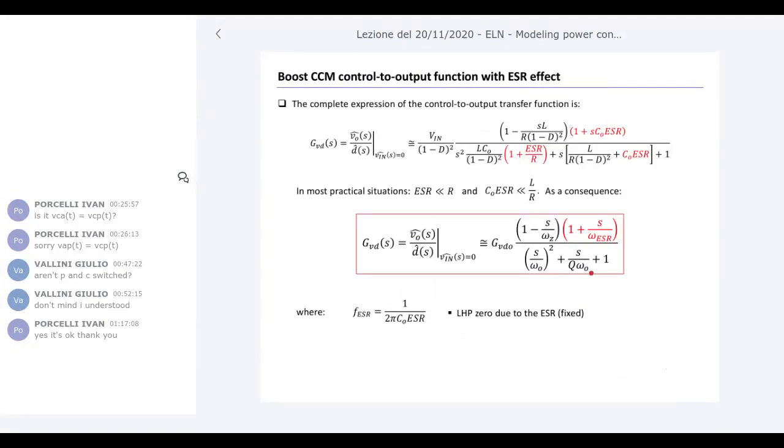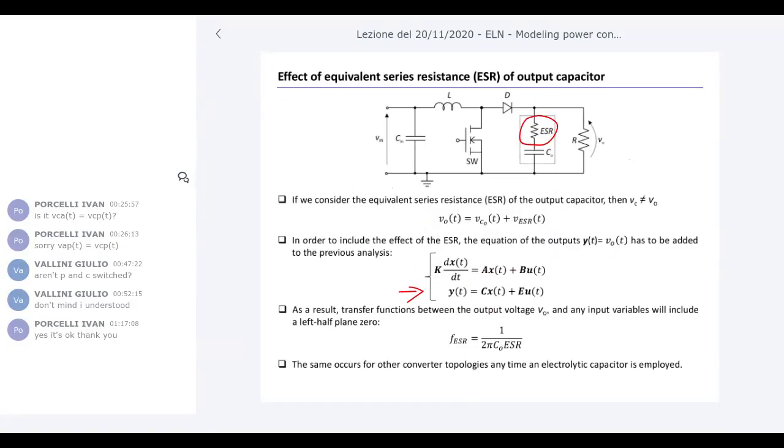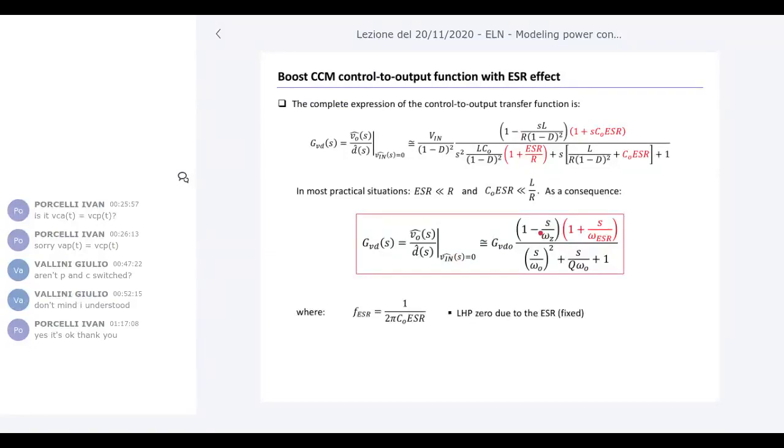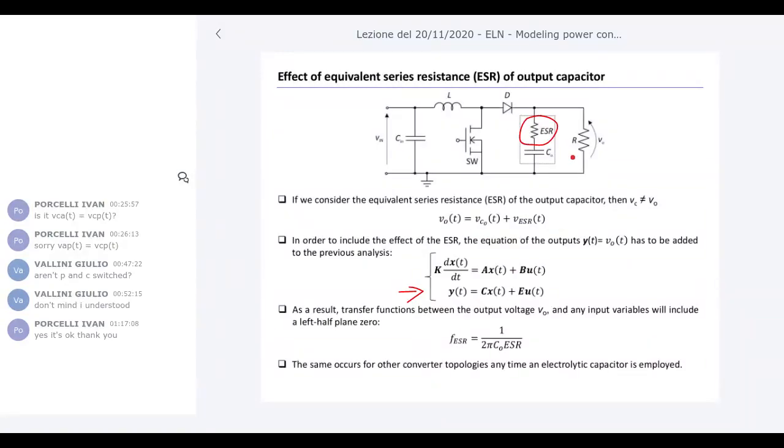The result is that you can have another zero in the left-half plane, so a good zero, due to the ESR. And so we can approximate the transfer function in this way. But the way we reach this goal can be difficult. And then what happens if you don't have just two reactive elements? Look at the Ćuk converter. The Ćuk converter has two inductances and two capacitances, so you have four reactive elements.